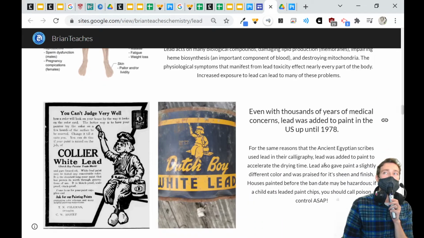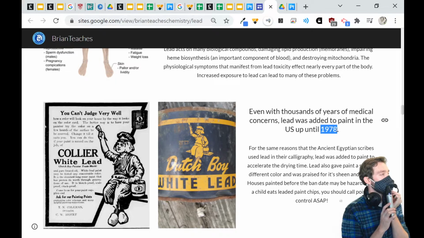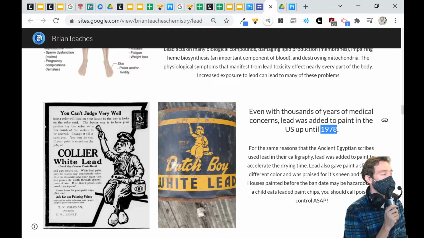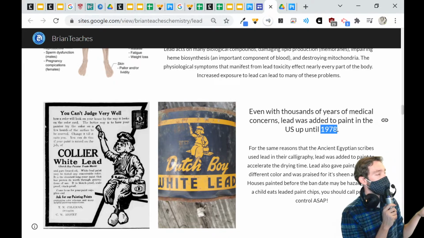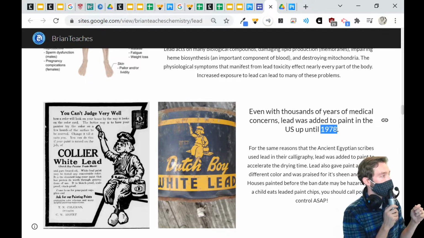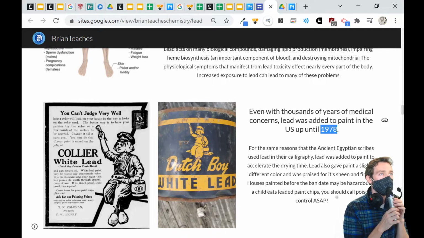We didn't ban lead in paint until 1978. They used lead in paint for hundreds of years. They just poured it in. Why? It made it more dense so it would dry faster. It had a nice color to it. Like, let's just keep adding this lead in all our paint.